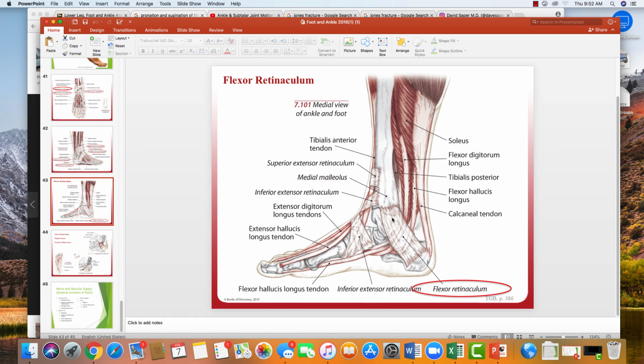The deltoid ligament would be under this flexor retinaculum, but it's not pictured in this image. So remember the deltoid ligament, or the group of four ligaments on the medial aspect, but we call it just one deltoid ligament. All right, guys, so that is a recap of the ankle joint. And now in this next video, I'll move down into the foot.